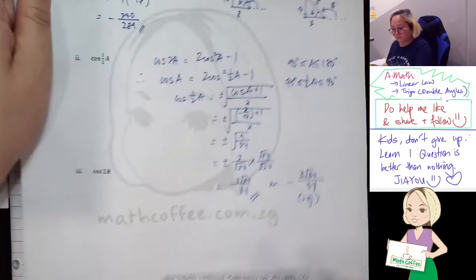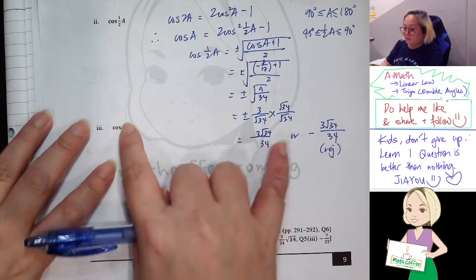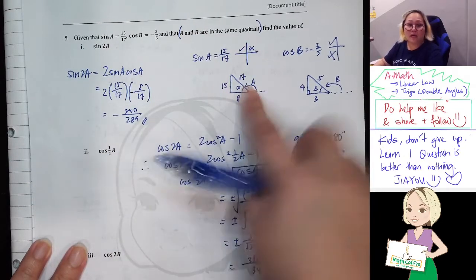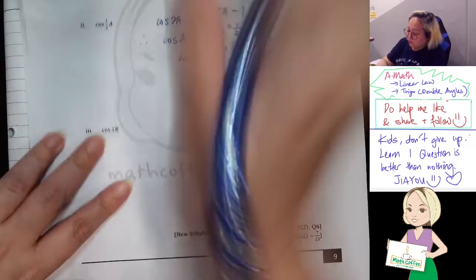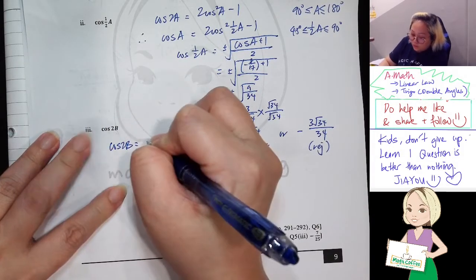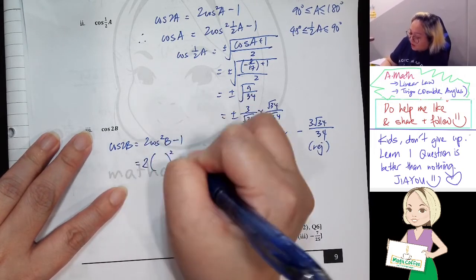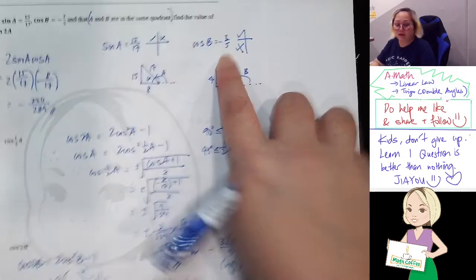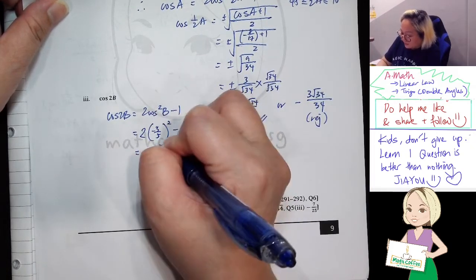Last part, which is the cosine 2B. So this one, okay, this one is easy. Must take note, this one is A, this one is B. That's why we look at the triangle that is talking about A. This one is cosine 2B, so you must use the correct triangle. So cosine 2B equals 2 cosine square B minus 1. So we go to find cosine B. My cosine B is given, which is minus 3 over 5. So just put it in, minus 3 over 5. And then I get minus 7 over 25.